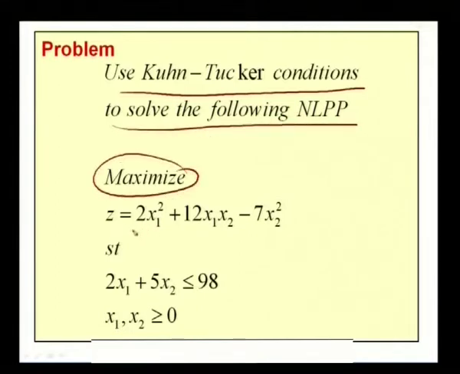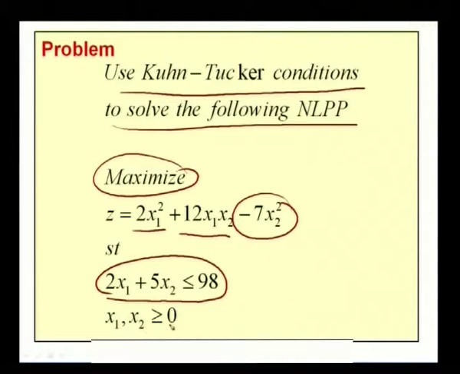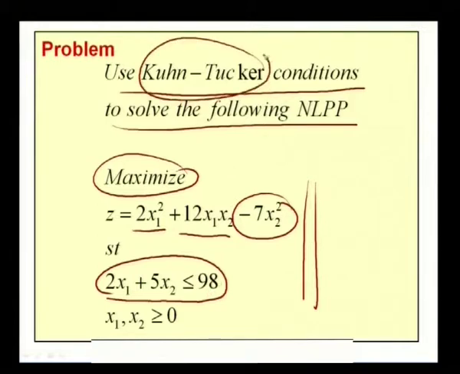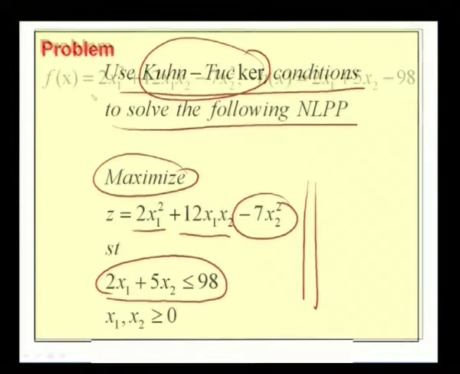Maximize z equal to 2x1 squared plus 12x1x2 minus 7x2 squared, subject to the constraints 2x1 plus 5x2 less than or equal to 98, x1, x2 greater than or equal to 0. So, the given nonlinear programming problem has a maximizing objective function which involves two decision variables x1 and x2 and a single inequality constraint, namely 2x1 plus 5x2 less than or equal to 98. Now, with the help of the Kuhn-Tucker conditions, we try to solve this problem.